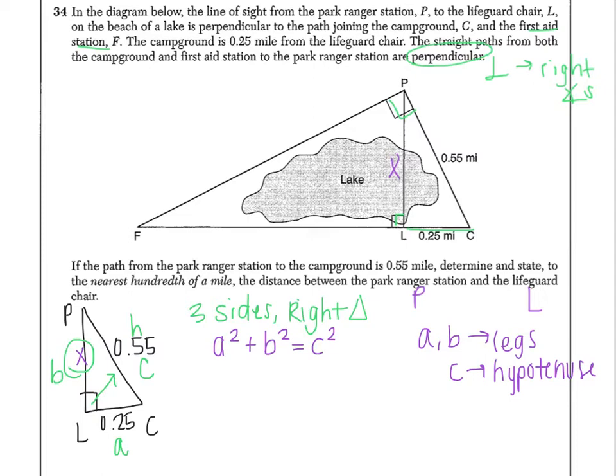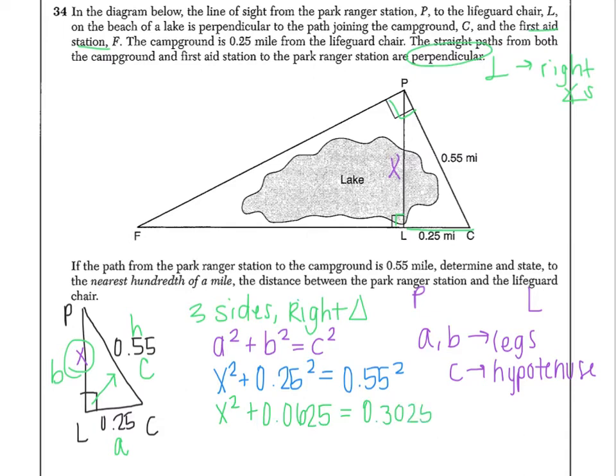So now I'm going to go ahead and plug into my equation. I have x squared plus 0.25 squared equals 0.55 squared. So now I have x squared plus, when I plug in 0.25 squared to the calculator, I get 0.0625 equals, when I plug in this right side into the calculator, I get 0.3025.